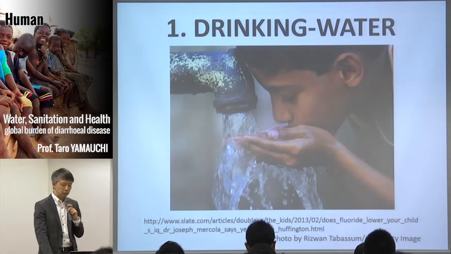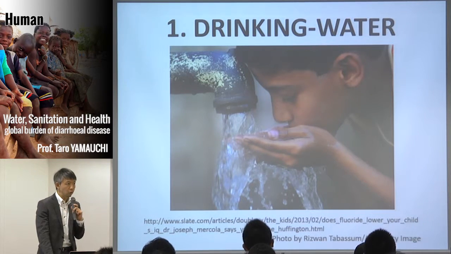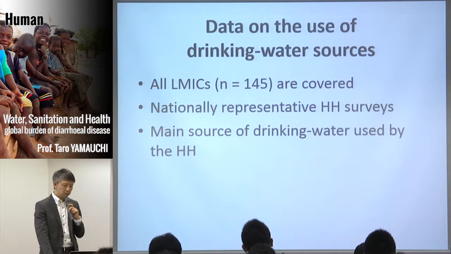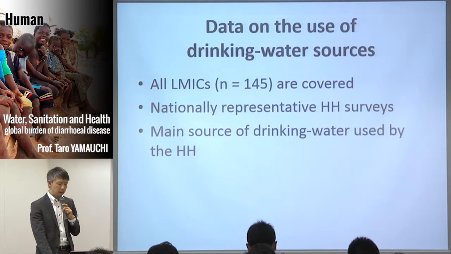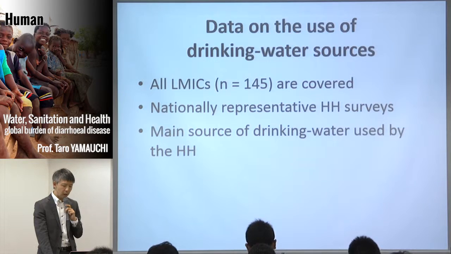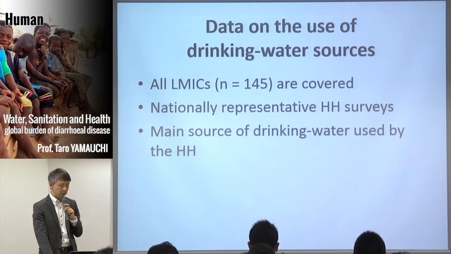Now let's move on to the first risk factor, drinking water. The data on the use of drinking water sources are based on the data of the JMP. All 145 low and middle income countries are covered. The data are collected through nationally representative household surveys in which respondents were asked to identify the main source of drinking water used by the household.